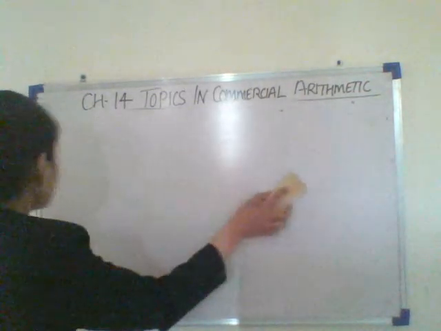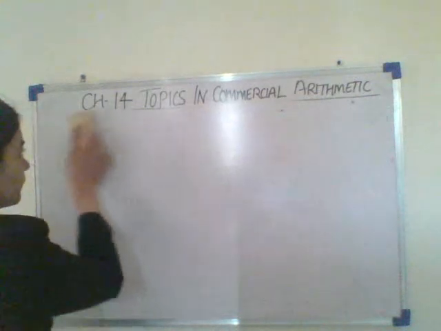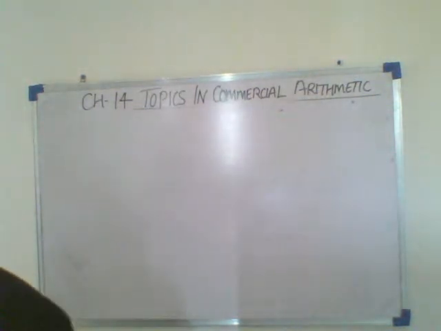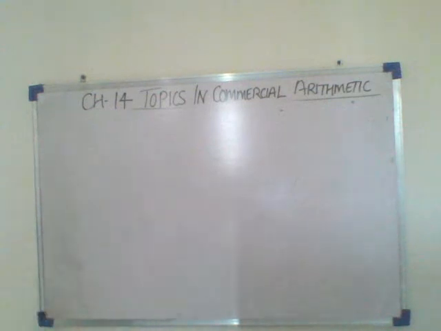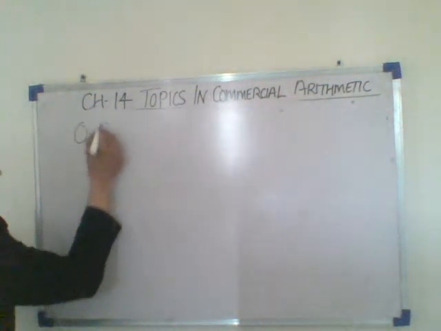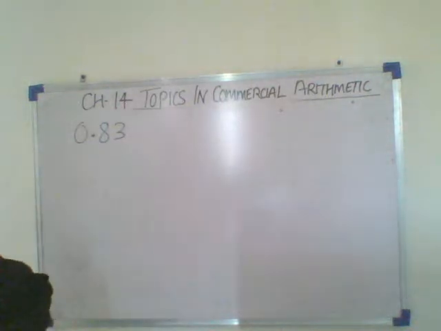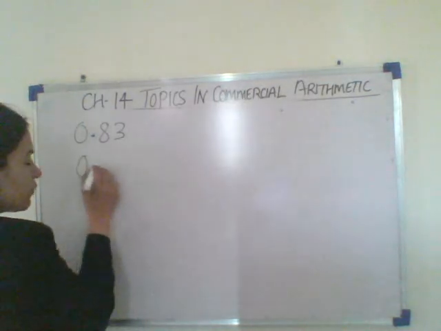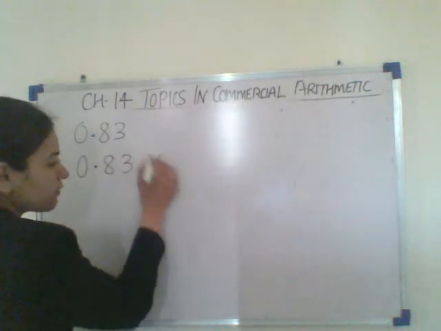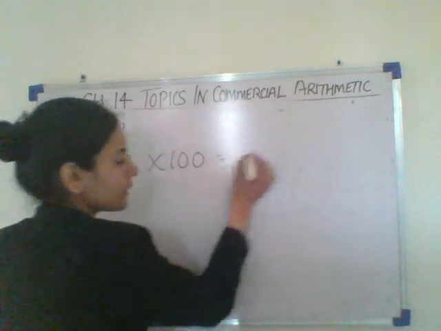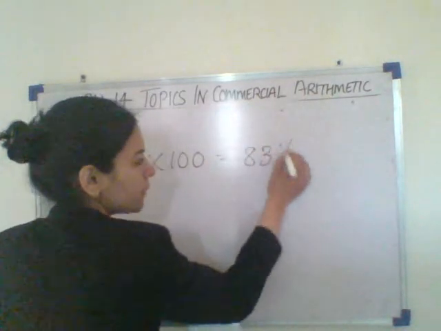Let us do the next one. Suppose it is 0.83. You have to write this in percentage form. How do we write it? We multiply it by 100. If I multiply this by 100, I will get 83%.